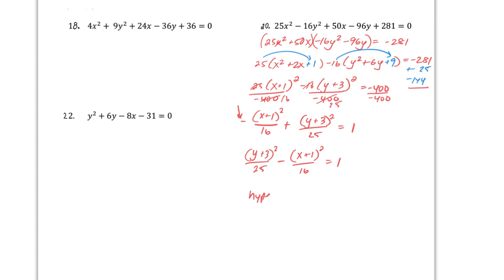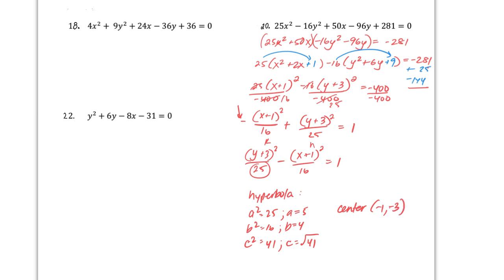So it's a hyperbola. Remember, in a hyperbola, the first denominator is the a squared. So a squared is 25. That means a is 5. B squared is 16. That means b is 4. And c squared, remember, it's always a squared plus b squared, so it's going to be 41. And c is the square root of 41. Again, in this problem, my center is my h and k, so be careful because x is second, so your h is going to be negative 1, and your k is going to be negative 3.